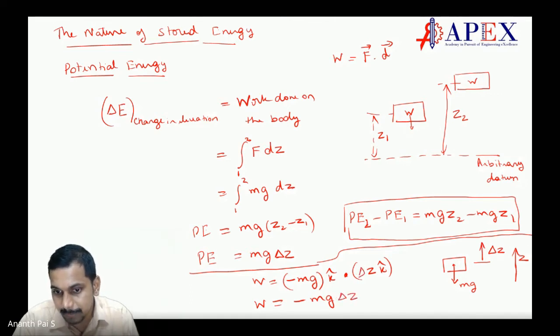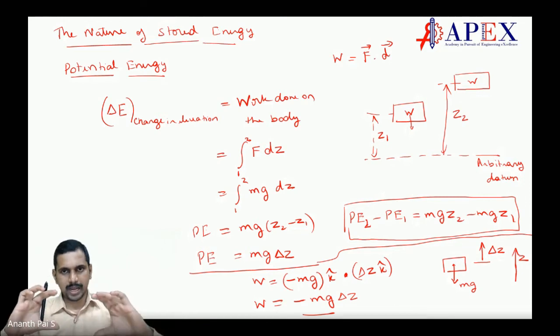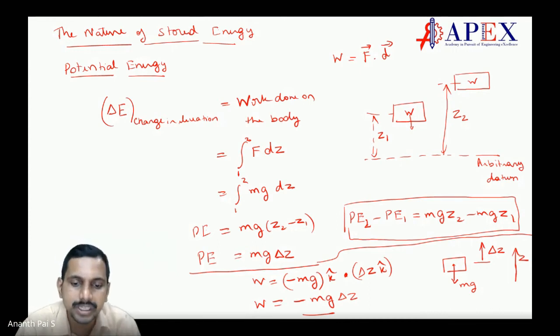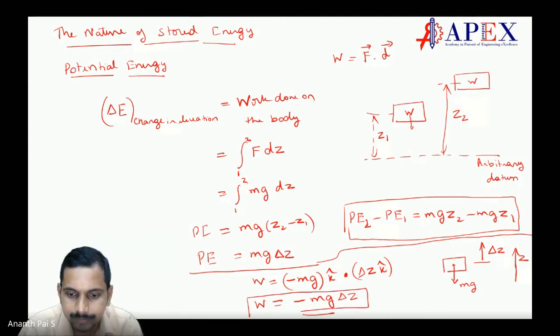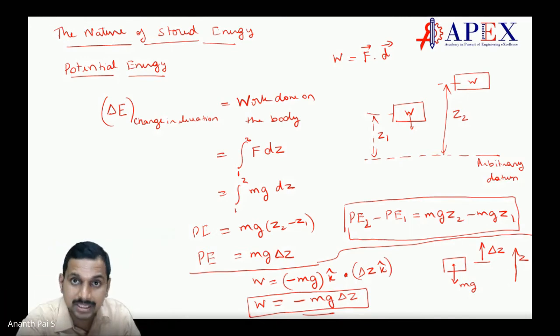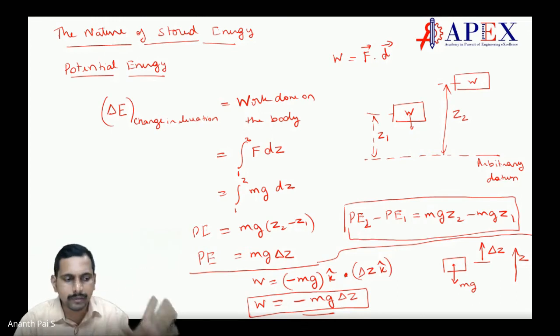So what is happening? If you are taking a block from a lower height to a higher height, work is done on the system, so it is negative. If it falls by itself, work is done by the system, so it is positive. Making sense, students? What is potential energy? Any doubt here? Very simple, but on these simple things only we miss.